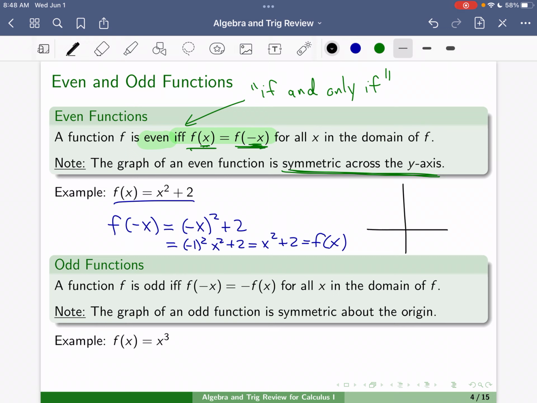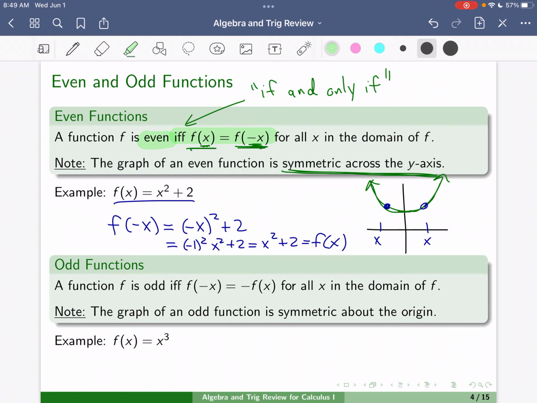If you were to graph this, this is a parabola opening up. It has a y-intercept of 2. Has a vertex of 0, 2. Notice that if you go positive x this way and negative x this way, your heights, your outputs, are exactly the same, right? It's symmetric about the y-axis. So that's an even function.